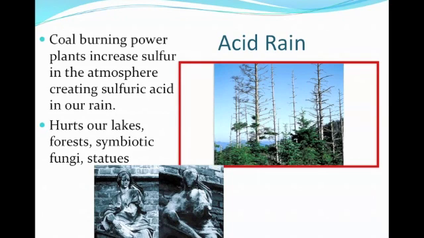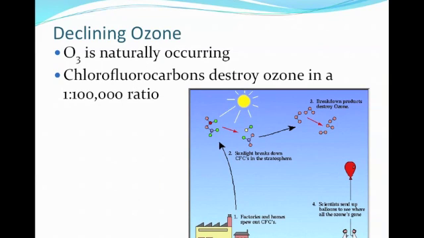Another chemical pollution cause is acid rain, because when you burn coal, it produces sulfur and then the sulfuric acid in our rains, which hurts our lakes and forests and fungi and even our statues, as seen by the picture. But this change in pH of the soil and the water in a system is extremely detrimental to the organisms living there.